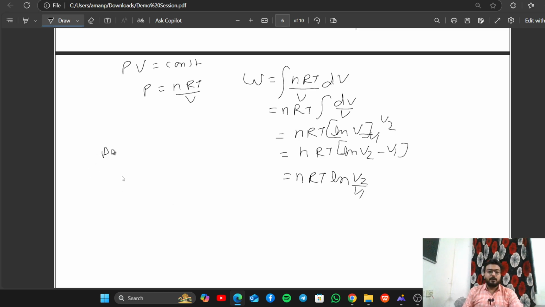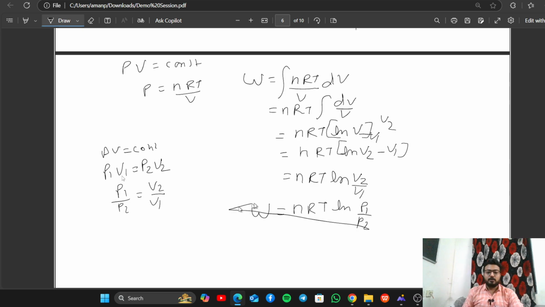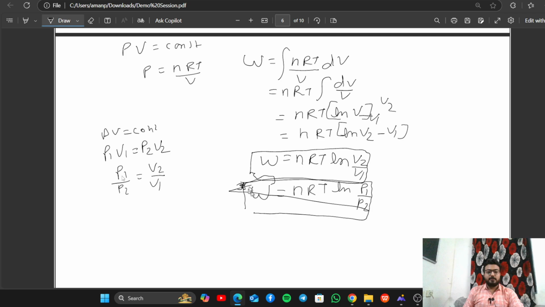Since PV equals constant, P1 V1 will be equal to P2 V2, or we can write P1 by P2 equal to the ratio V2 by V1. Let's put this in the equation also. So W will be equal to nRT ln P1 by P2. This is also a formula to calculate work done for an isothermal process. Got it? So we have this formula.